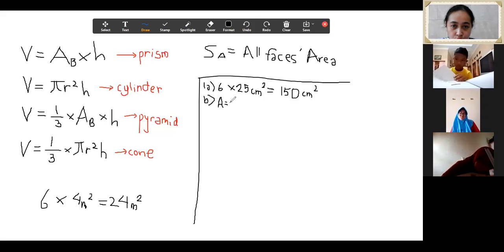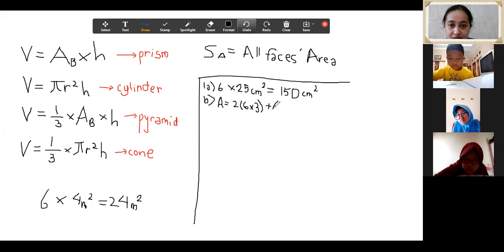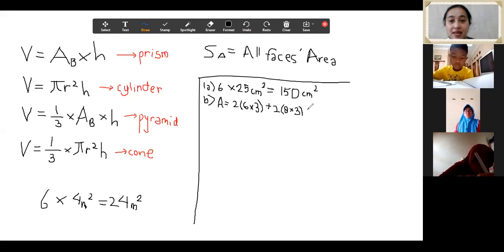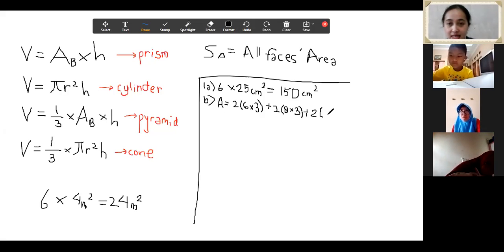So the surface area is 2 times the first rectangle. What is the dimension? 6 meters times? 3 meters. Yes, 3 meters. Plus the second rectangle, 8 meters times 3 meters. To find the area of the rectangle, length times width. Okay, 8 times 3. So 2 faces times 8 times 3, plus 2 times the third rectangle. What is the dimension? Yes, 6 times 8.